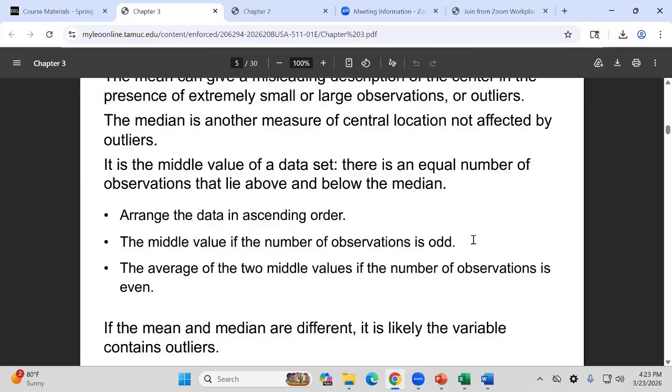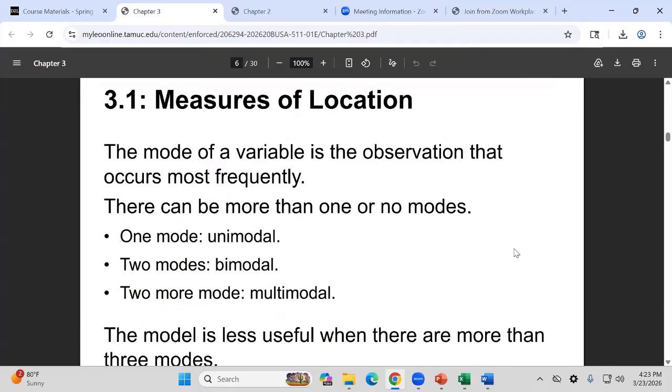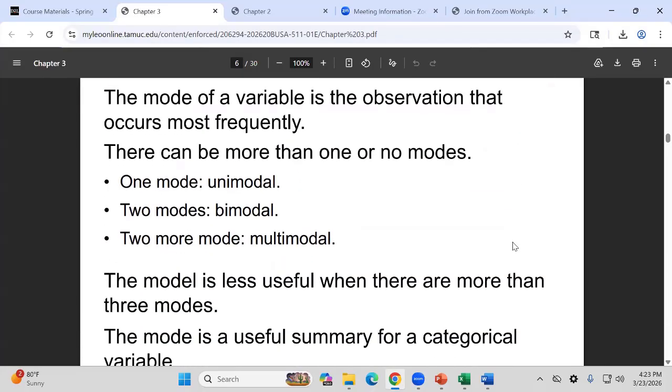All good? Then we have mode. Mode is another way to measure centrality. Mode is the value that appears in the data set most frequently. That is mode.